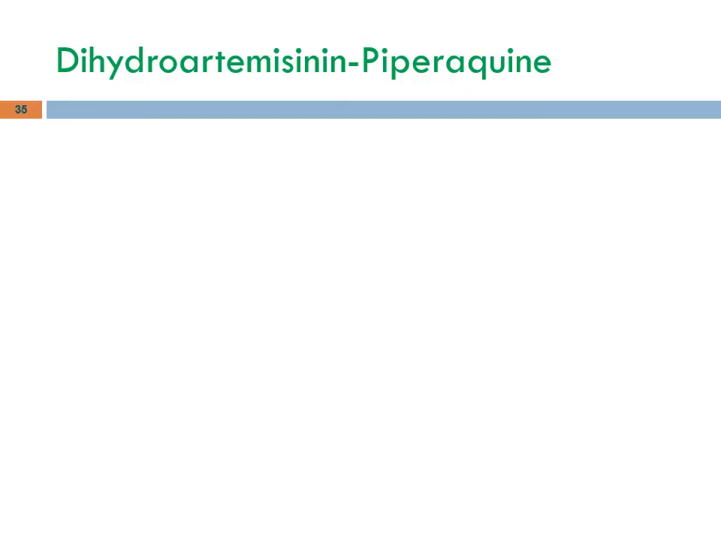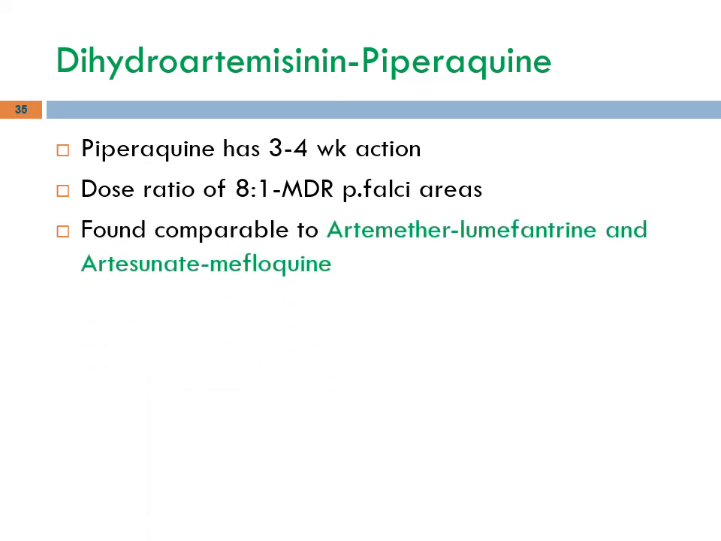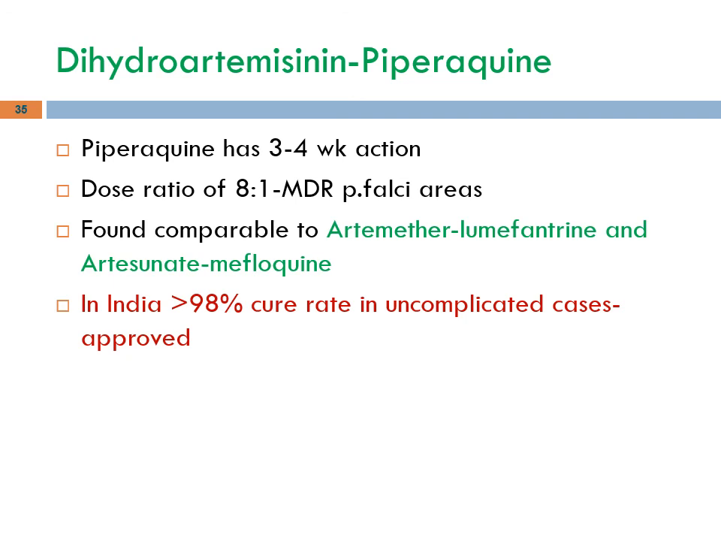Dihydroartemisinin with piperaquine. Piperaquine is a high-efficacy, long-acting erythrocytic schizonticide with slower onset of action. It has the same mechanism as chloroquine. It is used in a dose ratio of 8:1. Fixed dose combination is available, and it is used more in multi-drug resistant P. falciparum areas. It is found comparable to artemether lumefantrine and artesunate mefloquine combination. In India, more than 98% cure rate is achieved in uncomplicated cases and the combination has been approved.